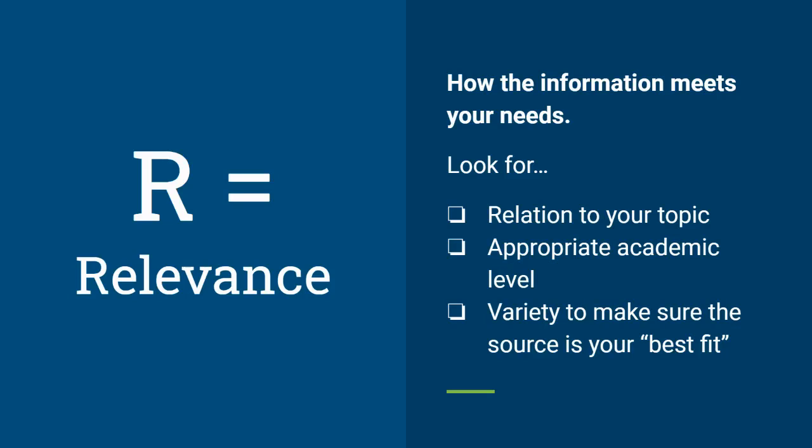The R stands for relevance. When you are searching for information, you want to make sure that this information fits the needs of your academic topic. You want to look for the relation to your topic of all of the sources that you are finding. You want to make sure you're at the appropriate academic level. So if it's meant for elementary students, it's not going to be appropriate for a high school type paper.